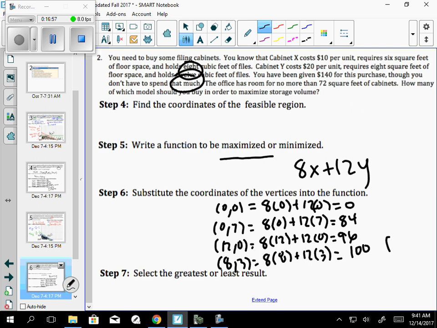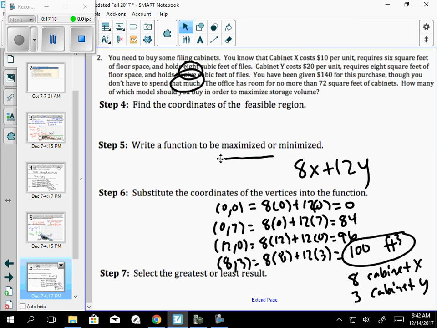So the most storage we can get looks like 100 cubic feet of storage. And we get that by buying 8 of the cabinet X's and 3 of the cabinet Y's. So that would be the best one to buy if we want the most storage. All right, you're going to try some of these out now on the practice.